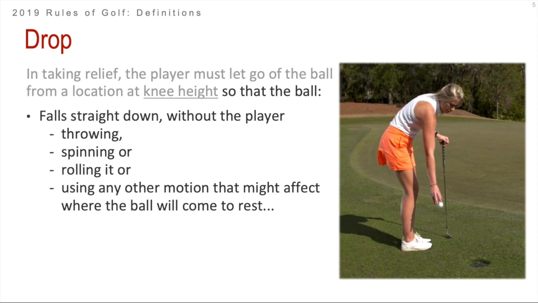It has to be done from knee height now. And what's knee height mean? It means knee height when you're standing up. It has to be dropped so that the ball falls straight down without the player throwing it, spinning it, rolling it, or any other sort of influence onto the ball that might affect where it would come to rest. So in other words, just drop it straight down.